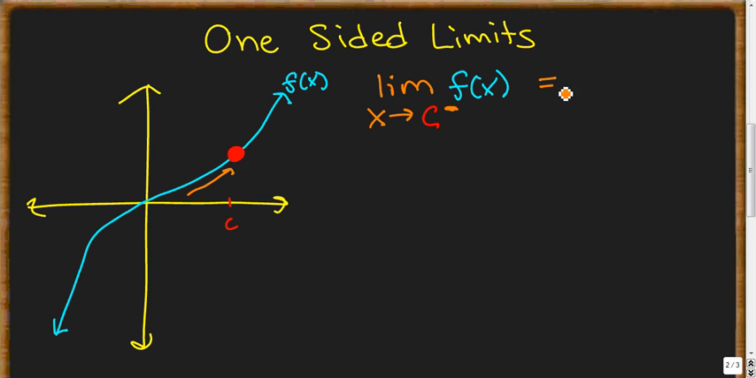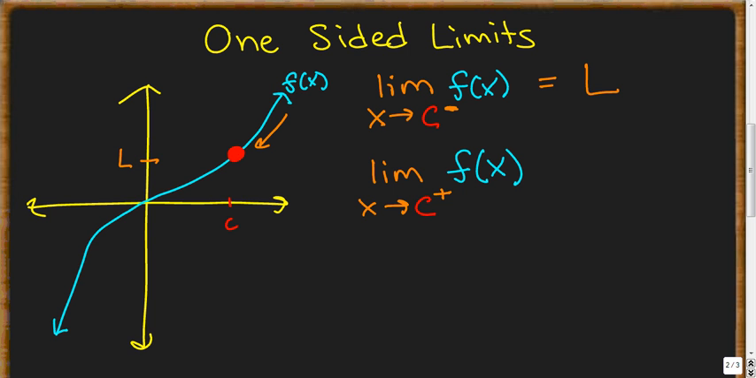So this equals some number, right? And so we're going to call this L. Well, we can also denote from the other side as well. So we go x approaches C, but this time we're going to come from the right side. So we denote that with a positive sign. So numbers that are basically larger than C, or slightly larger. And in this case, it's agreeing that it equals L.